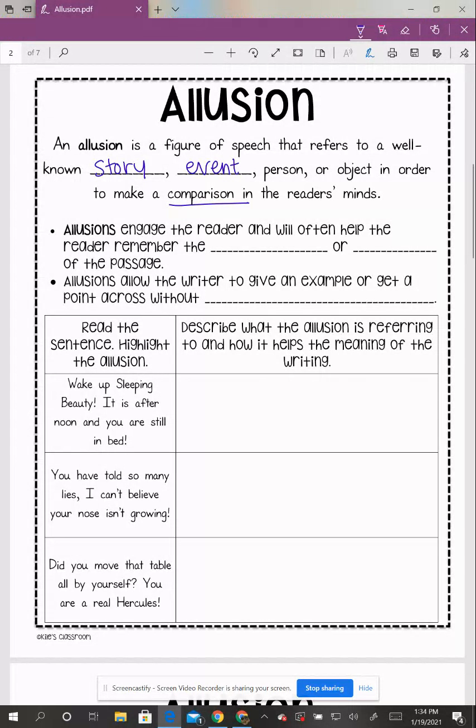Allusions are cool because they engage the reader. And a lot of times they'll often help the reader remember the theme or the message of a story. They also allow the writer to give an example or make a point and get their point across without a lot of extra writing. We love anything where we can save time in writing. And we have a couple of examples here, and we're going to highlight the allusions as we go.